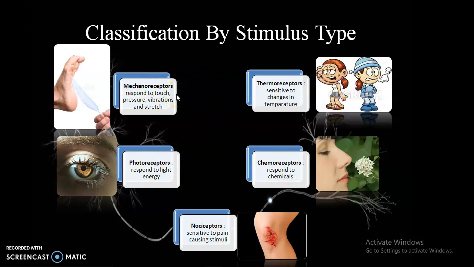Mechanoreceptors are our topic of discussion, but these receptors also we will discuss in brief right now because the next chapters deal with these kinds of receptors. So, what are mechanoreceptors? These are the receptors that respond to touch, pressure, vibrations, and stretch. Thermoreceptors are sensitive to changes in the temperature. Photoreceptors respond to light energy. Chemoreceptors respond to chemicals. Olfactory receptors are examples. And nociceptors are sensitive to pain-causing stimuli.